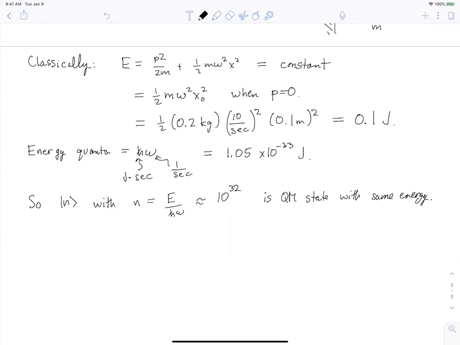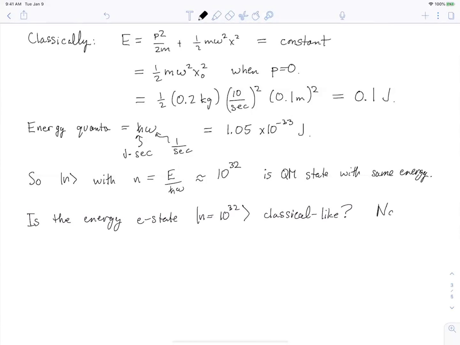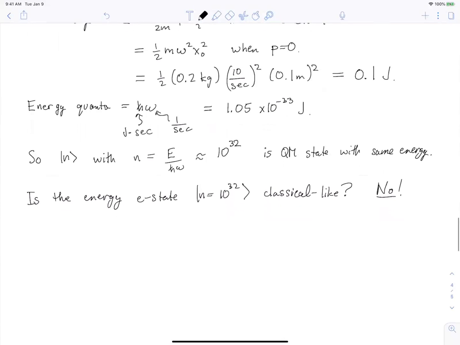When we graphed these energy eigenstates, the larger n was, the more wiggles this thing had. And so this has an unimaginably large number of wiggles. The question we can now ask is: is this state with very large n classical-like? And the answer is no. So is the energy eigenstate n equals 10 to the 32 classical-like? The answer is no. And how do we know it's not classical-like?